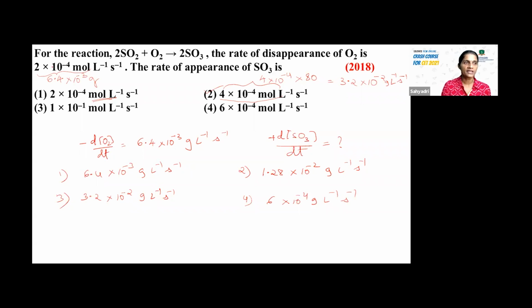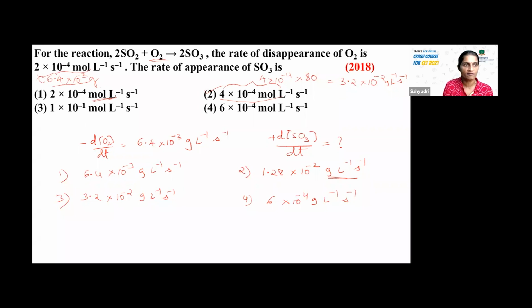So I'm converting 2 into 10 to the power minus 4 moles of O2 to grams. How? By multiplying by 32, because 32 is the molar mass of oxygen. 32 into 2 is 64. 64 into 10 to the power minus 4 is 6.4 into 10 to the power minus 3 grams. Are you following, Varsha? Now, rate of appearance of SO3 is asked in grams per liter. It's not moles per liter. We know now this many grams. First, you convert it to moles per liter. How? 6.4 into 10 to the power minus 3 divided by 32. You will get this as the answer.